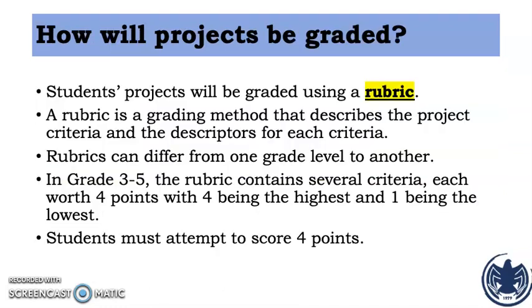Students should be ready at any time. The capstone projects will be graded using a rubric, and this rubric is a grading method that describes the project criteria and the descriptors for each criteria. This rubric is shared at the beginning of the project with the students so that it guides their work and tells them what to focus on. Rubrics can differ from one grade level to another. In grades 3 to 5, the rubric contains several criteria, each worth 4 points, with 4 being the highest and 1 being the lowest. Students must attempt to score 4 points on every criteria.